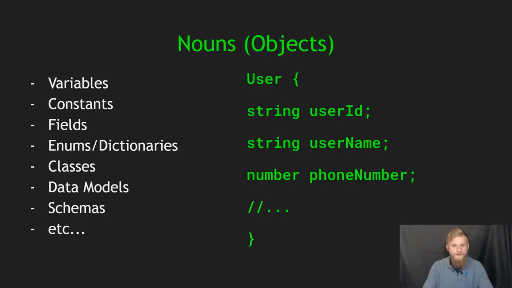So, for example, from the nouns, we can figure out our variables, constants, fields, classes, data models, enums, dictionaries, etc. These are all just different ways of modeling information in a computer system. We can use those tools to basically model what we need to model, whatever our application needs to do. Obviously, this will change depending on your language and platform, but we can go straight from looking at these nouns and use that to inform our data structures, essentially.